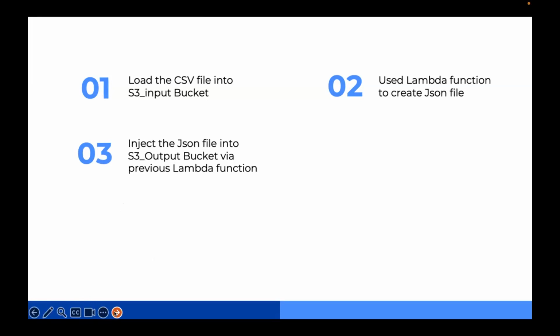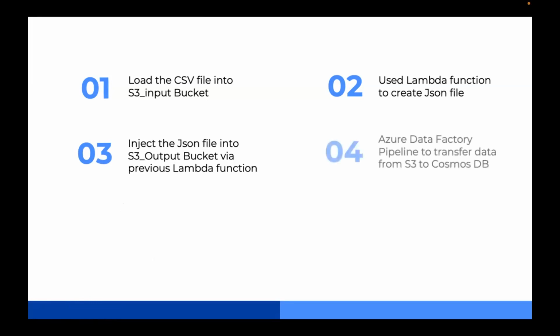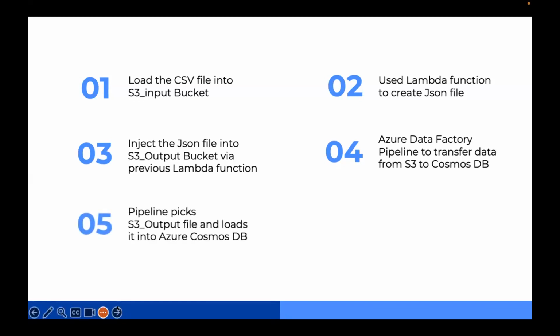After this, we have the Azure Data Factory pipeline, which picks the data from the JSON file in the S3 output bucket, runs a copy data pipeline that we have in Azure Data Factory, and then puts it into the Cosmos Document DB. That's part 5 and part 6 of our architecture for Document DB. Part 5 is the pipeline picking the S3 output file and loading it into Cosmos DB. And finally, that Cosmos DB is further connected to Power BI for analysis.